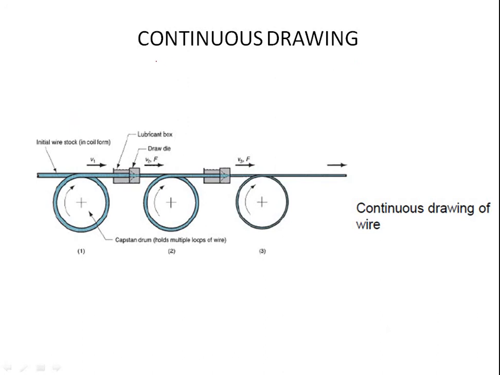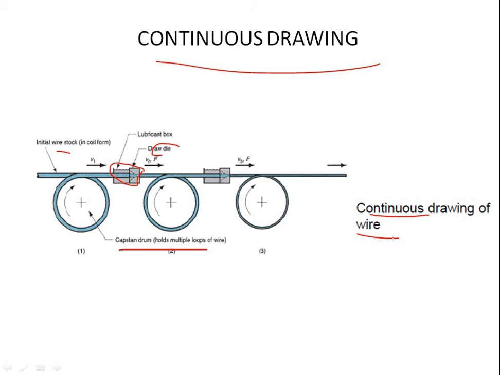Next we are going to discuss continuous drawing. In continuous drawing, you all can see the initial wire stock in coil form, and next, this is the lubrication box which supplies lubrication, and this is the draw die, and you can see one more wheel. So these wheels are situated sequentially, so the wire will be rotating with the help of these wheels. We also see this capstan drum or holes with multiple loops of wire. This is continuous drawing of the wire.